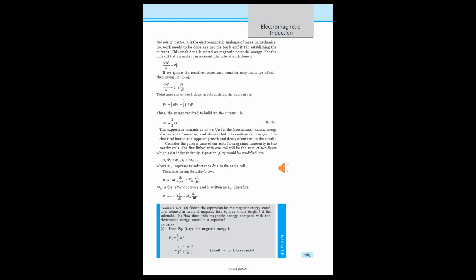Consider the general case of currents flowing simultaneously in two nearby coils. The flux linked with one coil will be the sum of two fluxes which exist independently. Equation 6.7 would be modified into M1 phi1 equals M11 I1 plus M12 I2, where M11 represents inductance due to the same coil. Therefore, using Faraday's law, we get the following equation. M11 is the self-inductance and is written as L1. Therefore, the EMF is given by the following equation.